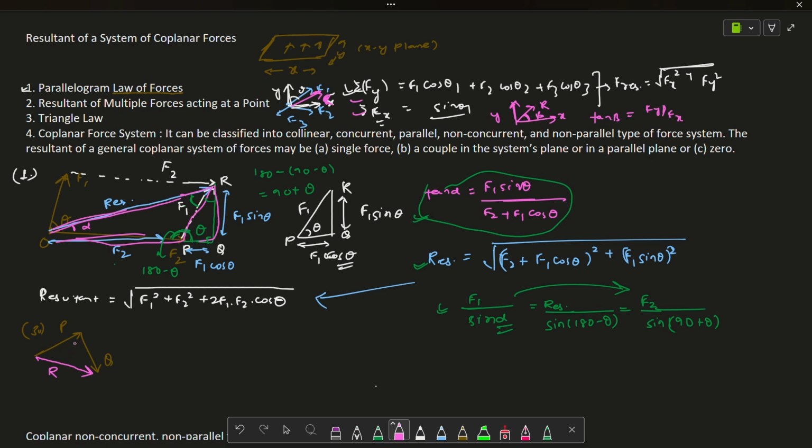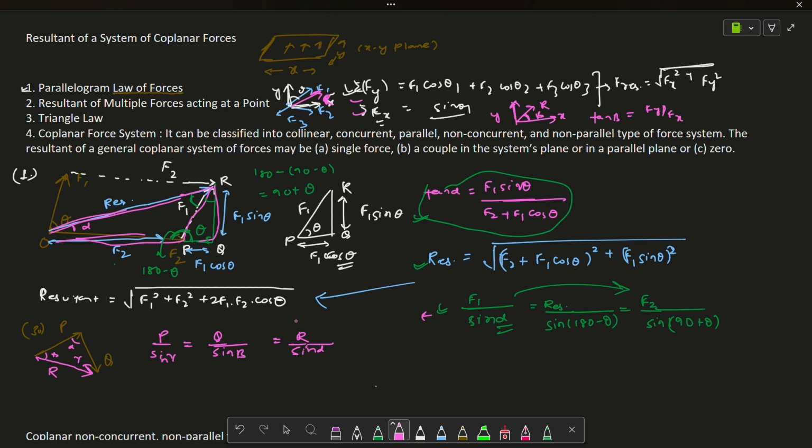And again, suppose any angles are given, alpha, beta and gamma. Using the same sine law, you can directly write it as P over sine gamma equal to Q over sine beta equal to R over sine alpha. So this will make your things pretty easy.